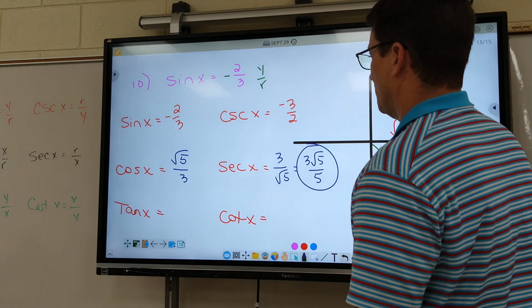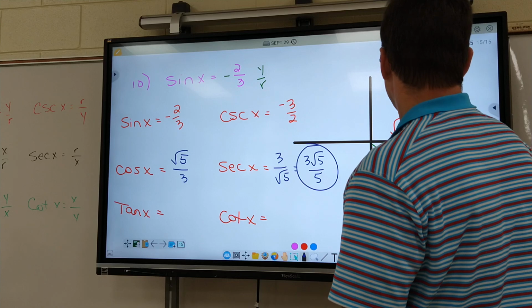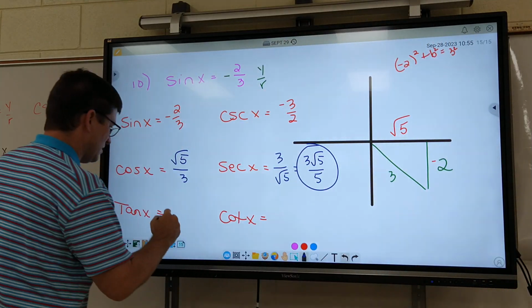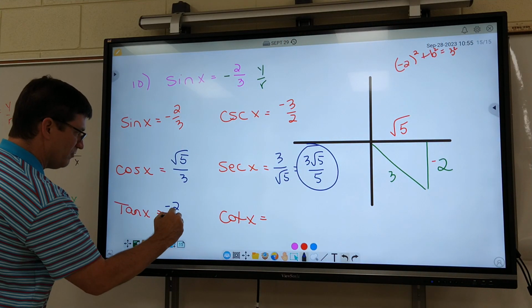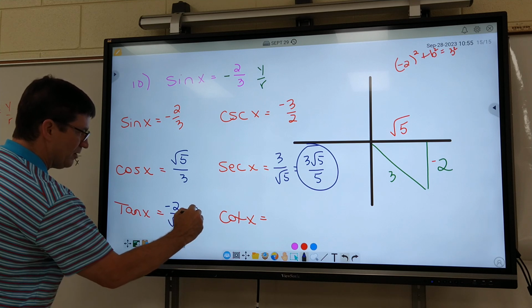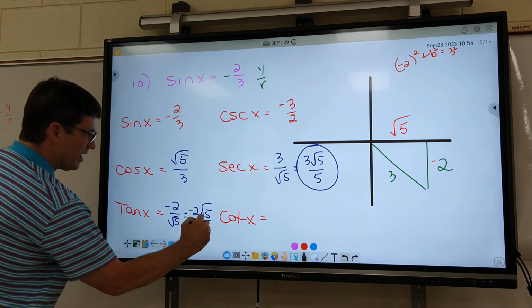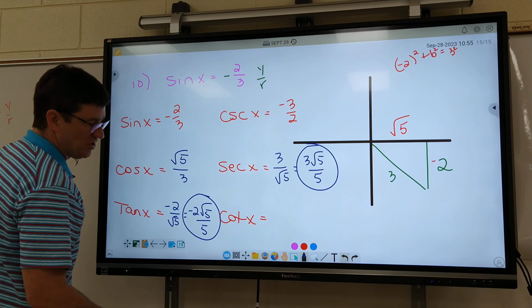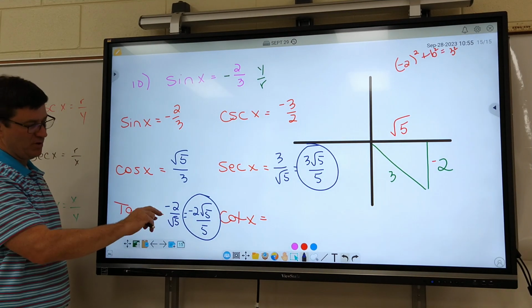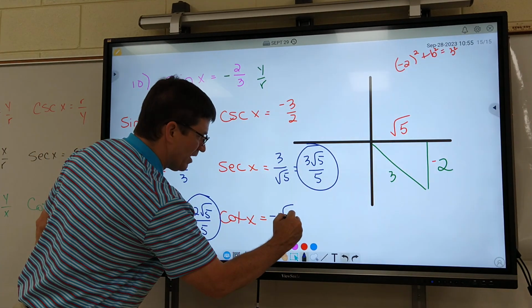I think that's right. Tangent's y over x. There's my y, there's my x. -2 over √5. Put it in your calculator. -2√5 over 5. Now when you go to flip it, go back and flip the original. So it'll be -√5 over 2.